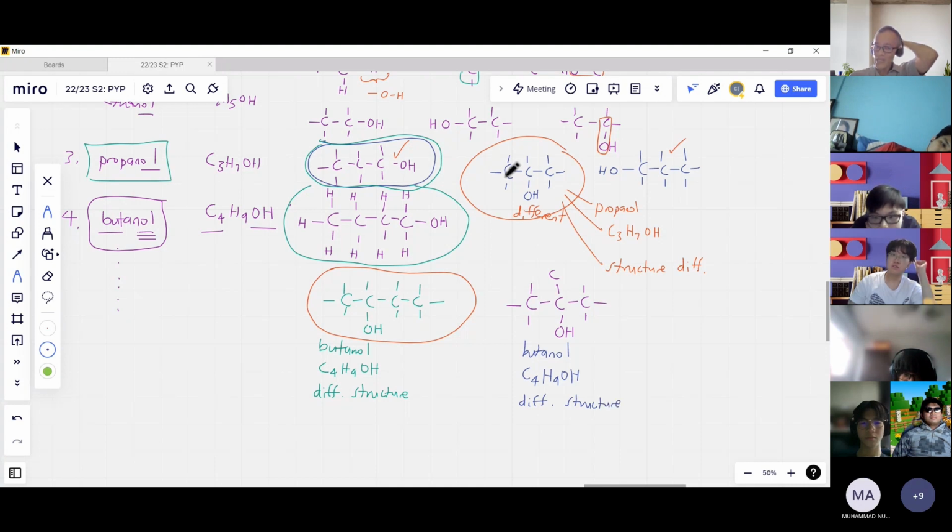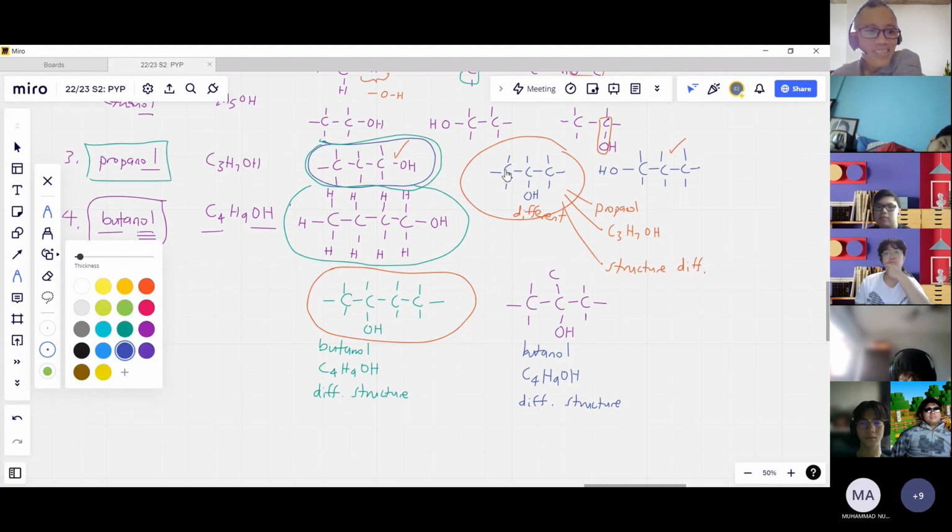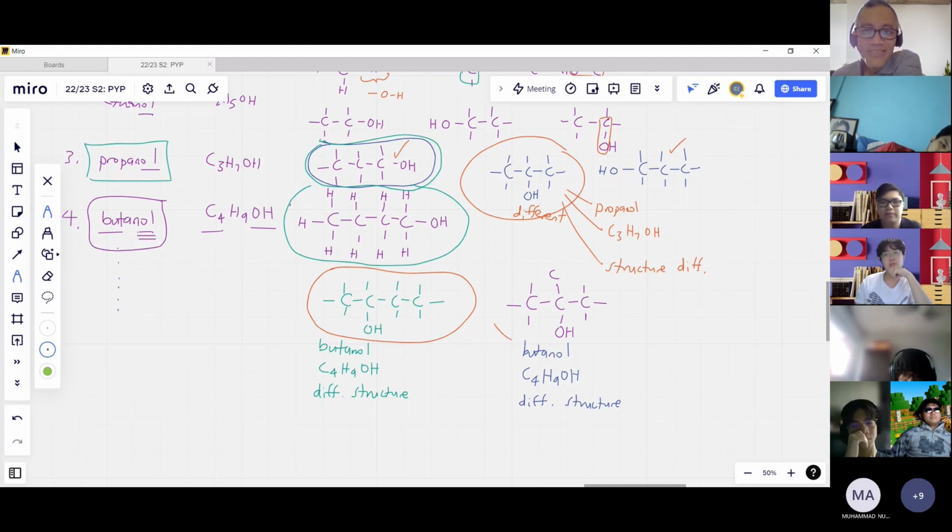This one can be important. Take note, take note. This one can be important, so just take note for now. Yes, just be careful. This guy is called butanol too, even though sometimes they add in a bit extra, which I'll tell you very soon, that differentiates this from the other two.